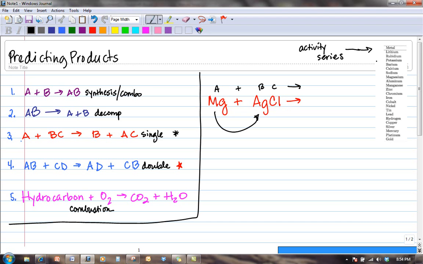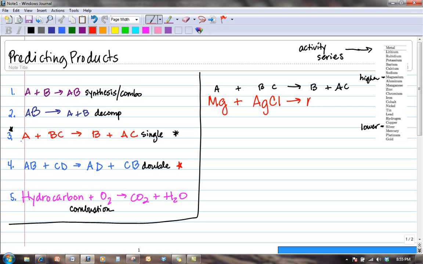So I look at my activity series and I see that magnesium, that's not going to work. I see that magnesium is here and that silver is way down here at the bottom. Since magnesium is higher than silver, that means that magnesium can kick the silver out of this compound. So this reaction is going to continue to completion. So what happens next, if we look at our general form, is that I get B plus AC.